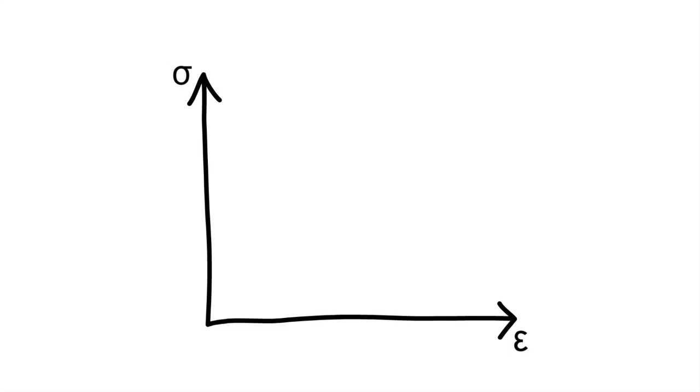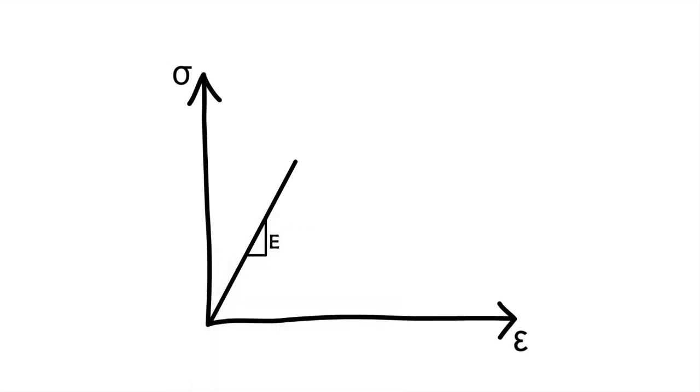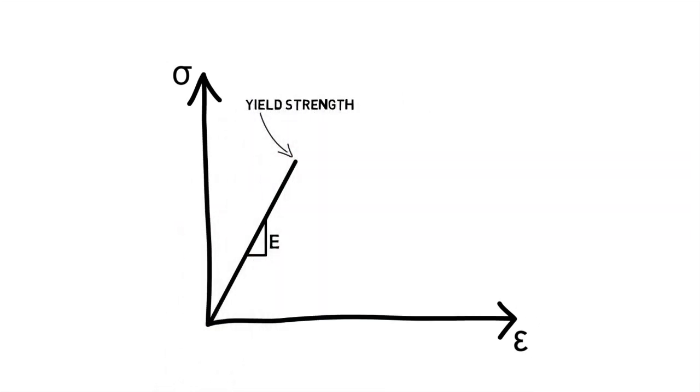For many materials, the relationship between stress and strain is linear and defined by the material's elastic modulus, also called Young's modulus, which represents the slope of the stress-strain curve. This linear relationship is maintained until the yield strength of the material is reached. Up to this point, the material behaves elastically, meaning if we remove the load, the part will return to its initial shape. Beyond this point, the post-yield relationship is no longer linear, and further loading will result in plastic deformation.